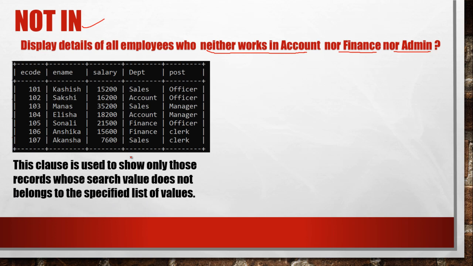So according to the not in clause, this clause is used to show only those records whose search value does not belong to the specified list of values. Whatever field name you have specified, if the value of that field does not belong to the specified list of values, only in that case the condition becomes true and you will see the record.